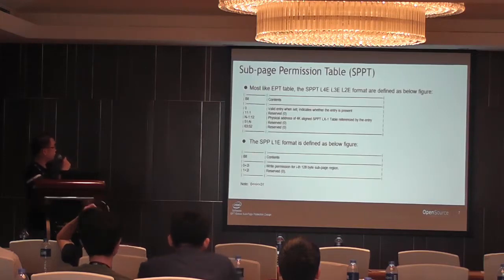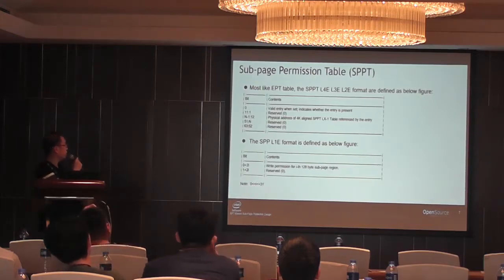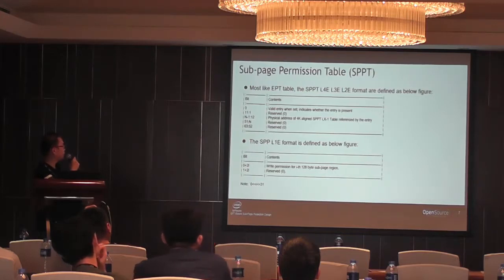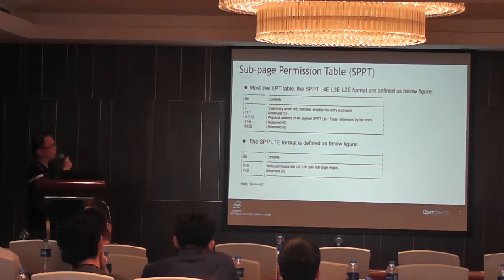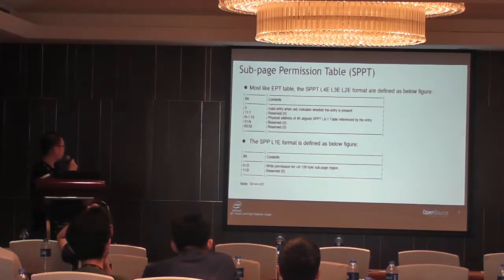The SPPT table structure layer 4, layer 3 and layer 2 entries are defined the same as the EPT entries. Bit 0 is the valid bit, the present bit. And bits N plus 1 to 12 are the physical address of the 4K page of the next level. The SPP layer 1 format is defined as in the figure below. Its odd bits will be reserved and the even bits will be its 32 sub-pages bitmap.